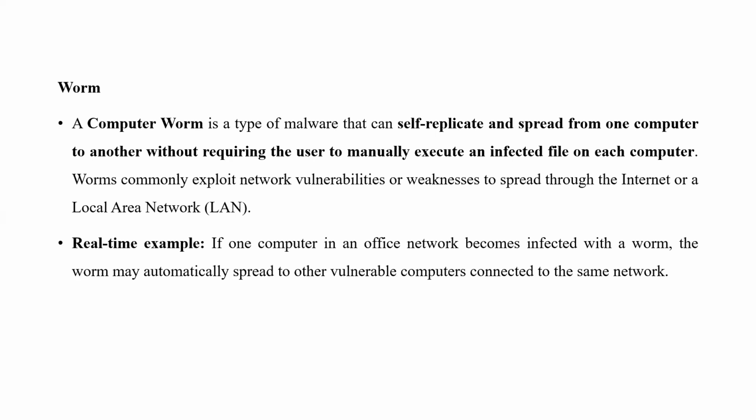Next one, what is a worm? A worm is a type of malware that is very dangerous. It self-replicates and spreads from one computer to another without requiring users to manually execute the infected file on each computer. A worm commonly exploits network vulnerabilities and weaknesses to spread through the internet and local area networks. It's very dangerous actually. It will spread very fast, and it will do so through the internet also.